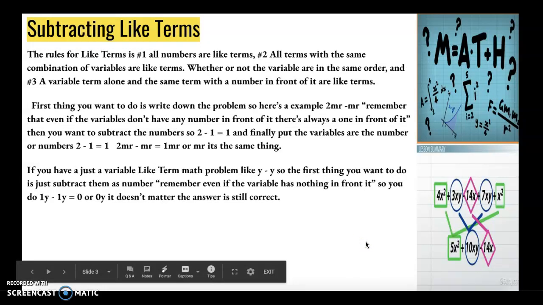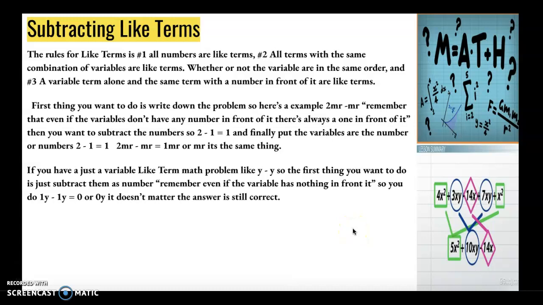Subtracting like terms. And then I put the rules again all up at the top. So the first thing you want to do is write down the problem. So for example, 2mr minus mr. Remember that even if the variable doesn't have any number in front of it, there's always a number 1 in front of it. Then you want to subtract the numbers.